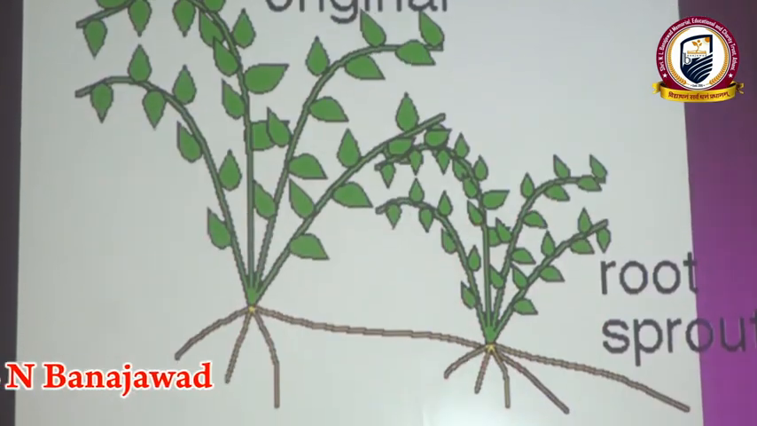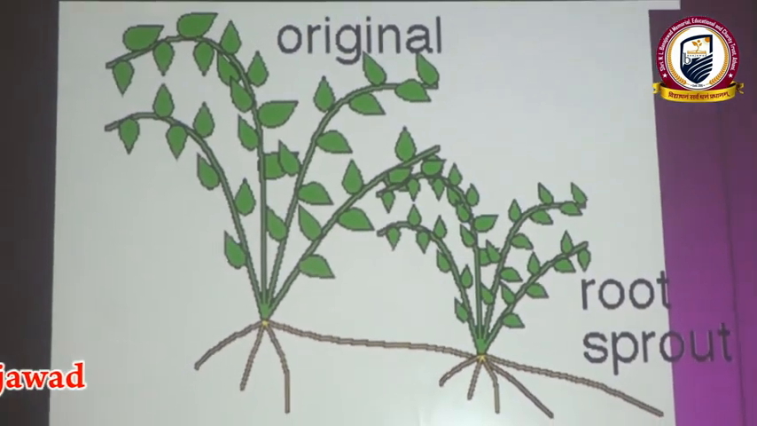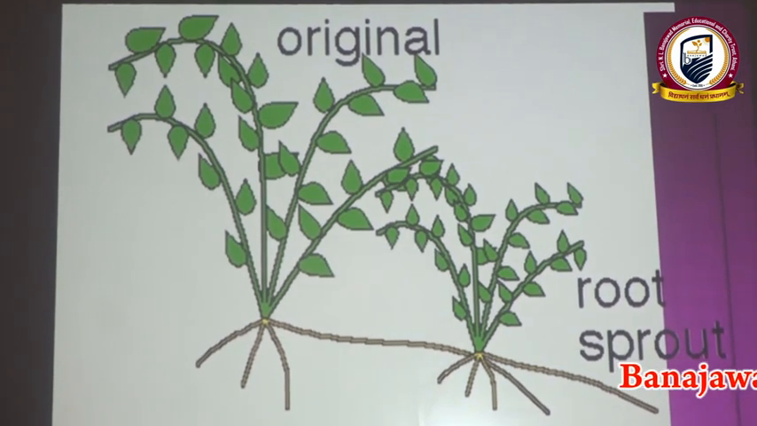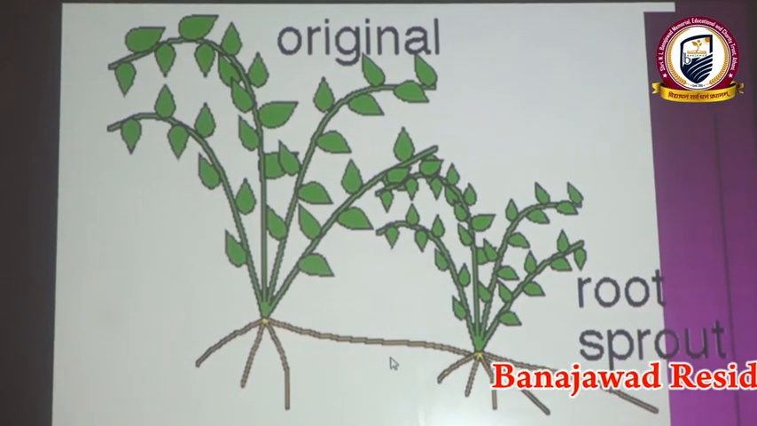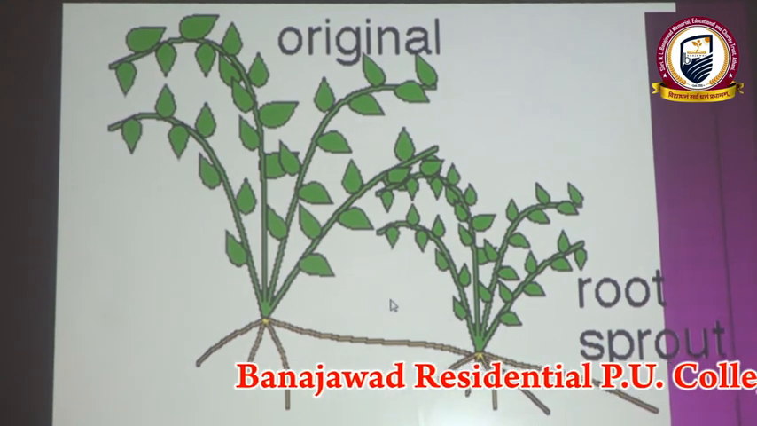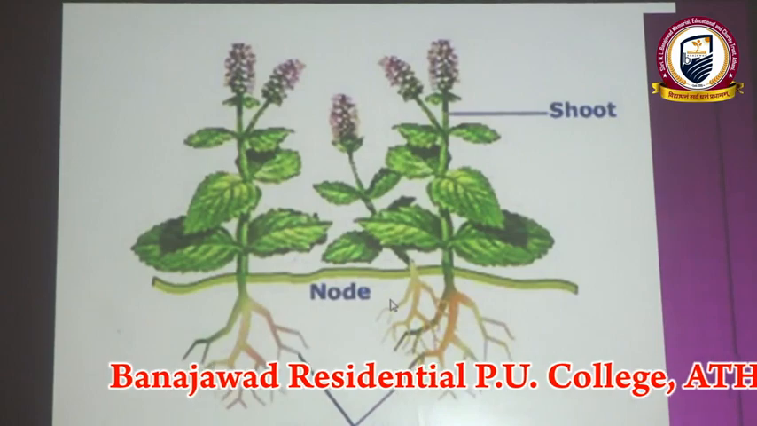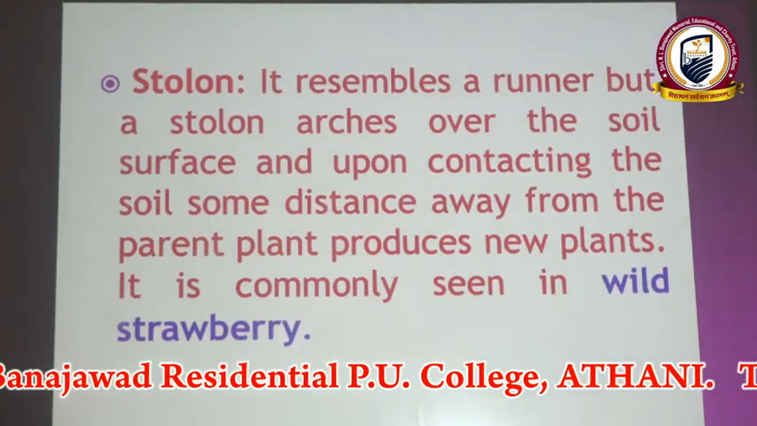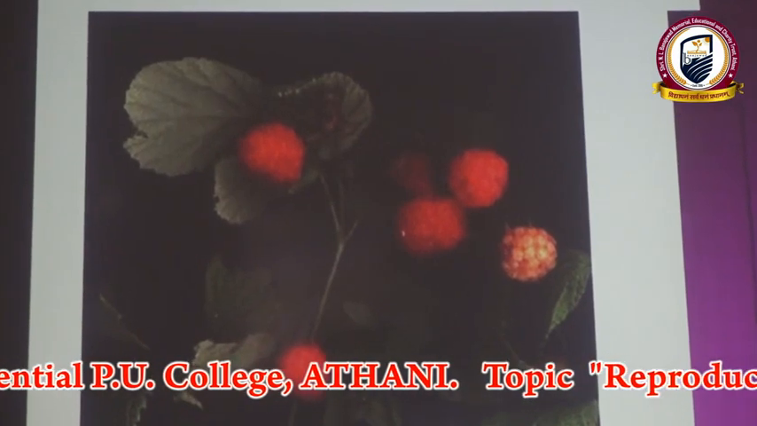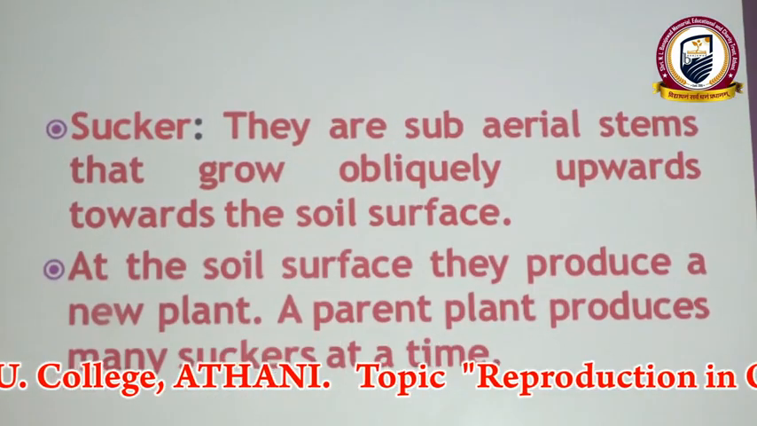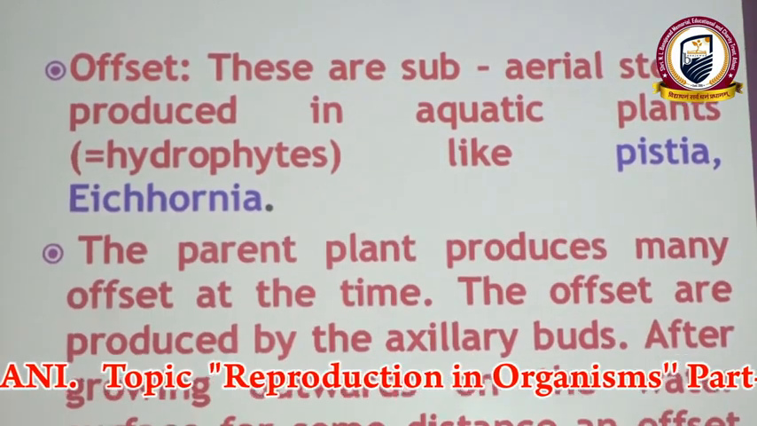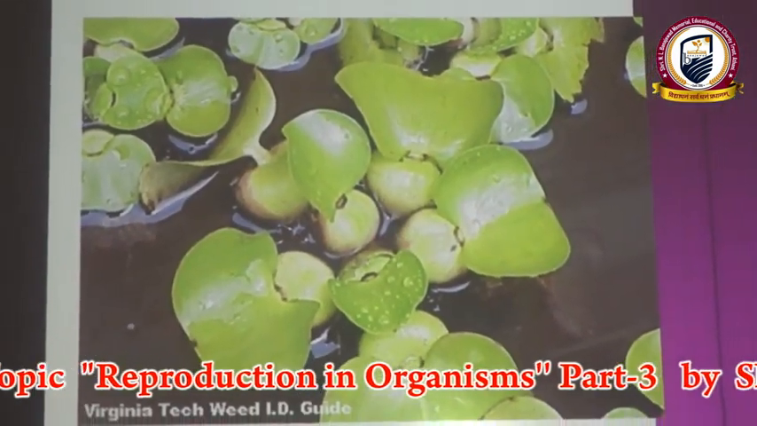Then in the case of oxalis, from parental plant to young plant, a runner stem is there, and if it is mechanically damaged, at that time this young plant develops into a new one. In the case of strawberry, we have a stolon, which is a stem modification. Then sucker we see in chrysanthemum, and a wonderful example is Eichhornia.